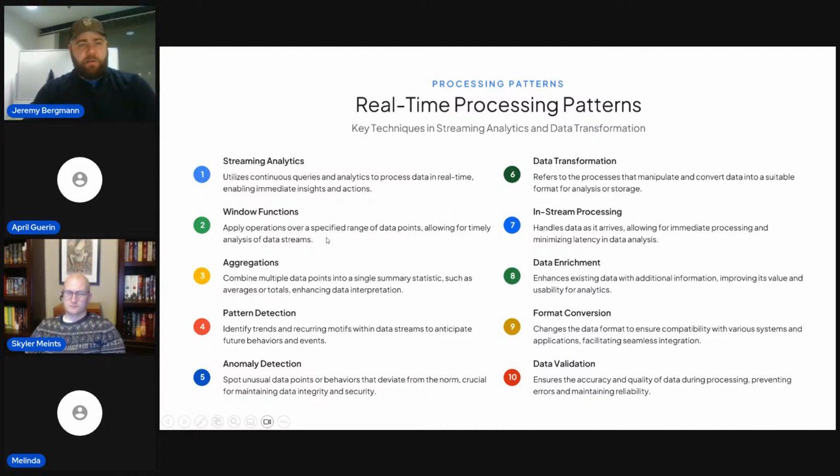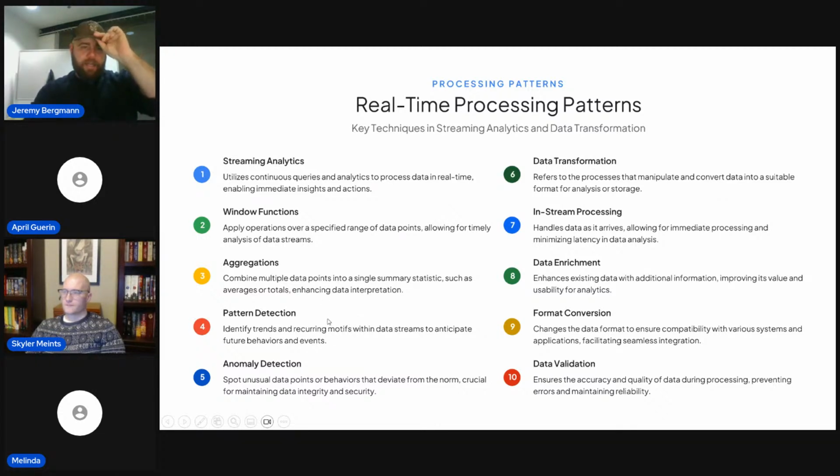Window functions. So an operation over time allowing analysis of data streams. So when you use Tableau and you do a moving average, that'd be a type of window function that you could create, especially useful over time series data. You can do aggregations of the data. I talked about that with streaming analytics. Instead of piping in all of the real-time data, you can summarize it as it arrives, to get exactly what you need.